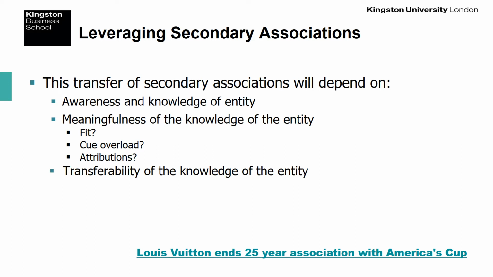Now, there are some criteria, some issues that need to be taken into consideration when considering leveraging secondary associations onto a brand. The extent to which secondary associations will transfer successfully from the secondary entity to the brand is dependent on a number of characteristics. First of all, our awareness and our knowledge of the secondary entity. If it's something that the target customer doesn't really know, hasn't heard of, then the transference won't happen. There's nothing to transfer.